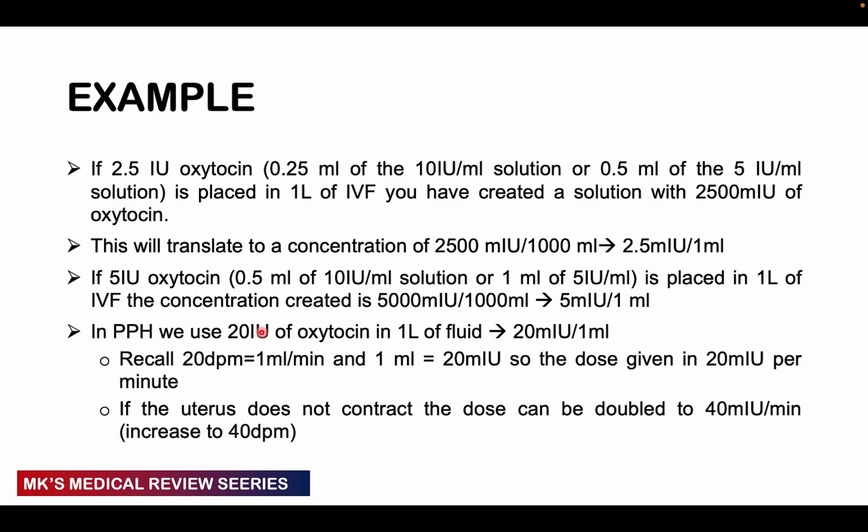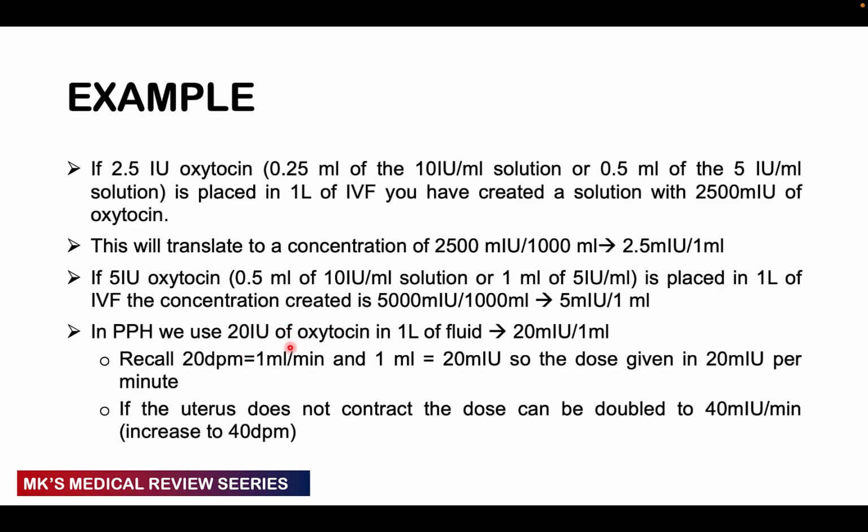If we want to reduce that to million international units, we divide both sides by 1,000. So it's going to give you a final concentration of 20 milli international units per mil. So that's our concentration of the fluid that we have created. But remember the giving sets that we're having. 20 drops is going to be giving you 1 mil.